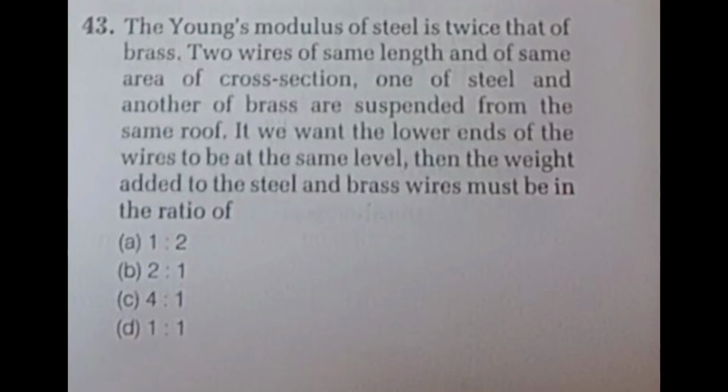The next one. The Young's modulus of steel is twice that of brass. Two wires of same length and of same area of cross section, one of steel and another of brass, are suspended from the same roof. If we want the lower ends of the wires to be at the same level, then the weight added to the steel and brass wires must be in the ratio of. The options are 1 is to 2, 2 is to 1, 4 is to 1, 1 is to 1. The right one is option number B, 2 is to 1.